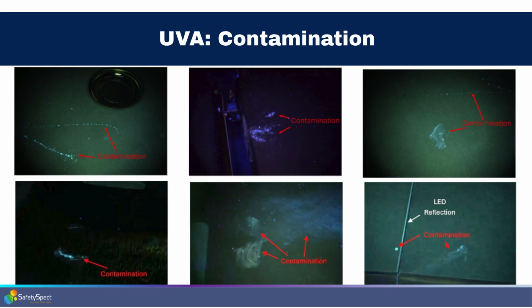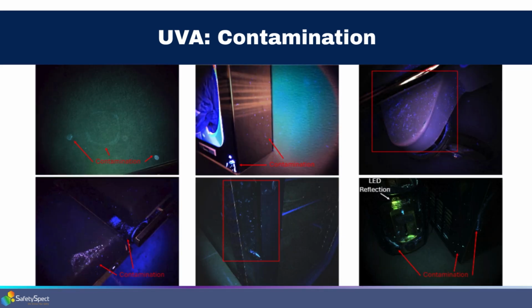On the right, you can see a crack in the surface which is bouncing and reflecting the LEDs back to the CSI device, giving it a false positive appearance. Our final slide shows more complex UVA contamination scenarios, including an LED reflection for reference.